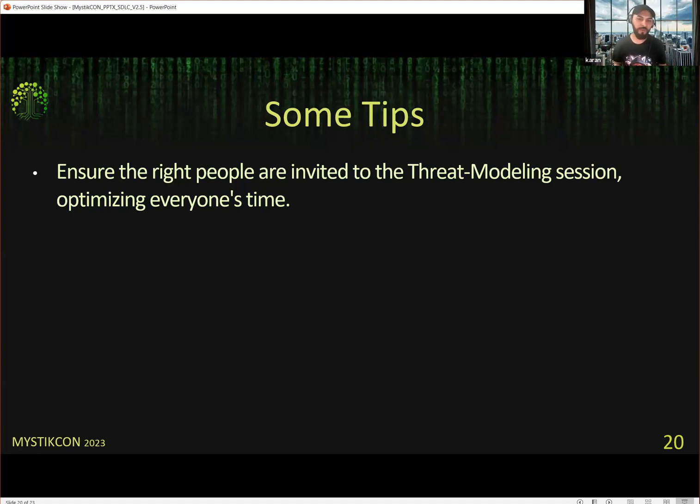So don't waste anyone's time by inviting just security people or by having just the DevOps people doing threat modeling. If they're fully trained, that's great. However, if they don't know how to conduct threat modeling, then you're pretty much wasting that time.